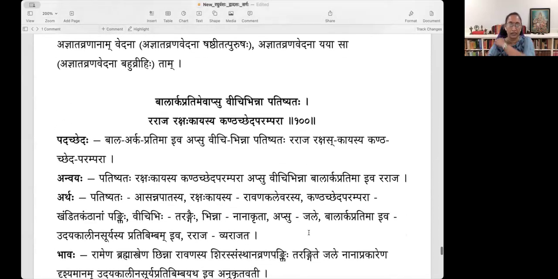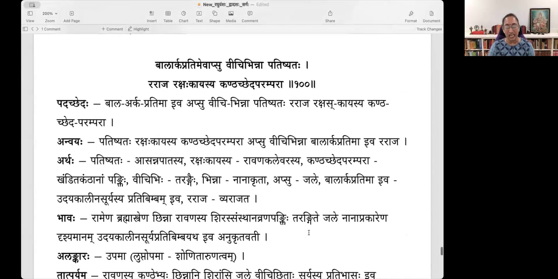The 100th next one. Balarka pratimevasu pratimeva pratima iva apsu vichi bhinna patishyataha raraja rakshakayasya kantha cheda parampara.